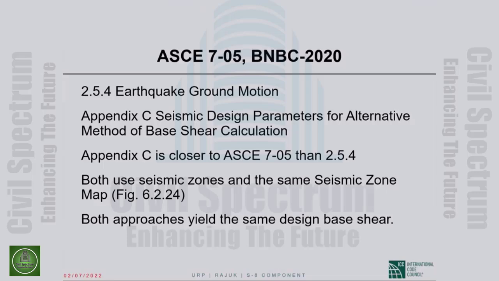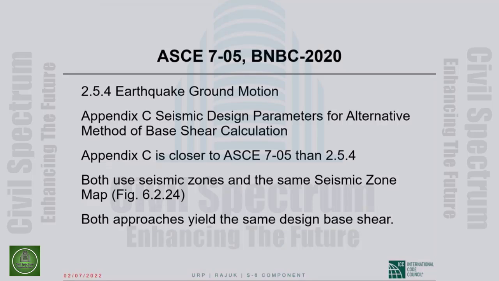The section that concerns us here is 2.5.4 of BNBC 2020, earthquake ground motion. Also, Appendix C, seismic design parameters, etc. Appendix C is closer to ASCE 7-05 than Section 2.5.4, as I indicated earlier. Both Appendix C and Section 2.5.4 use seismic zones and the same seismic zone map, which is Figure 6.2.24. You will see it several times.